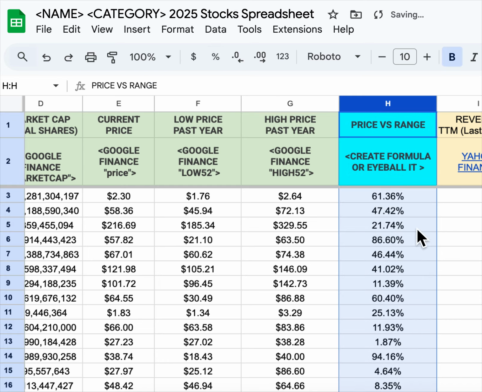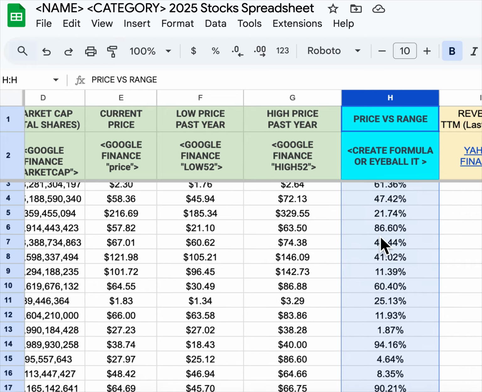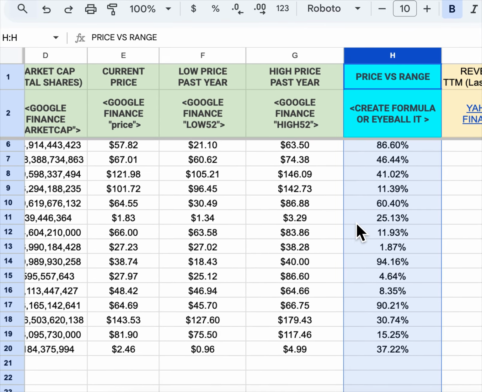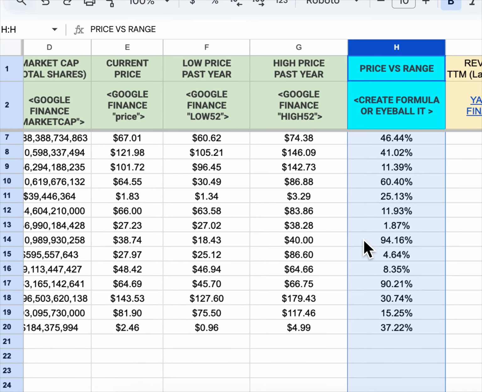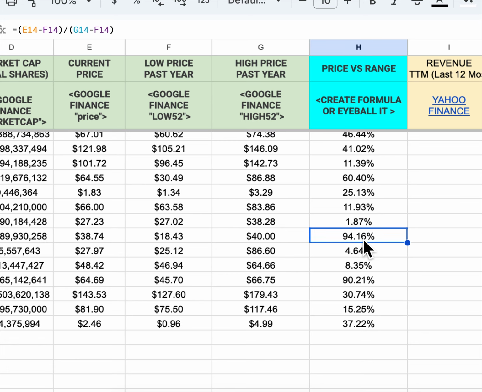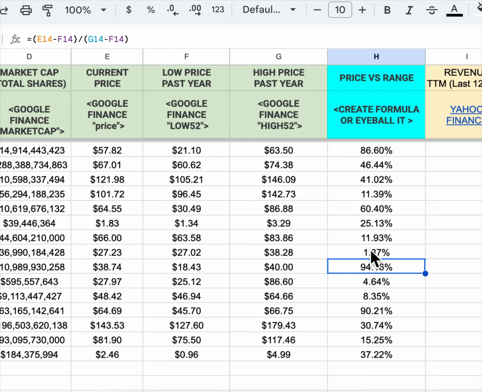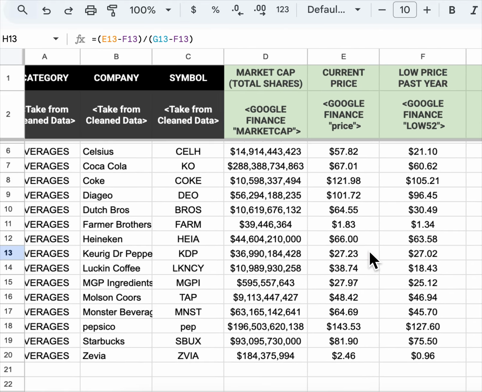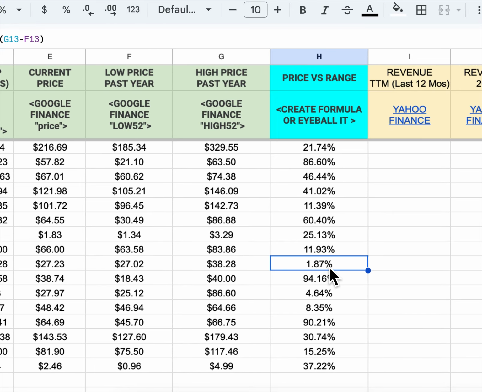So you can think of this as being like, oh, well, it's 61% of the way towards its highest that it's ever been. And so this one here, what is this? Luckin. Okay, so Luckin's 94% closest to the high it's ever been, so it's near an all-time high. Whereas this one, Dr. Pepper, is almost the lowest it's been, at least for the last year.